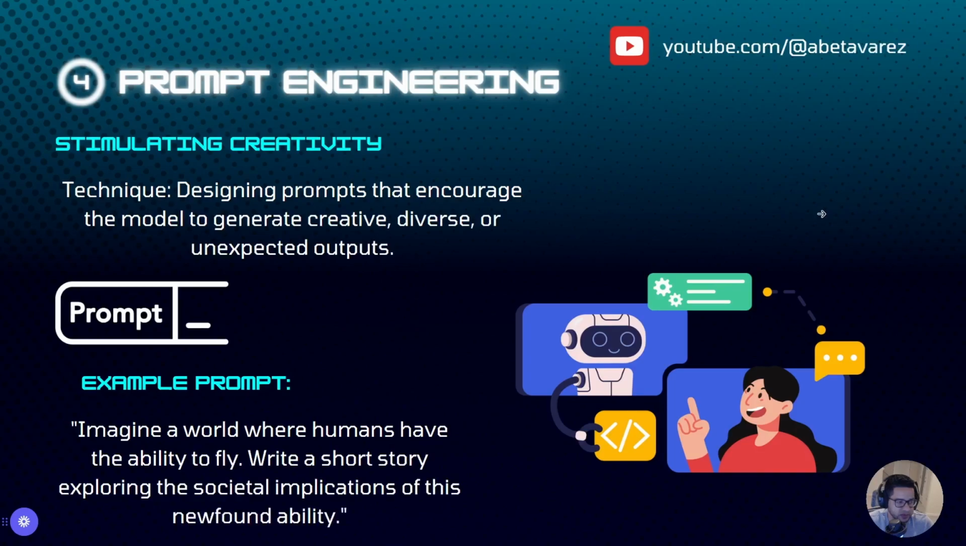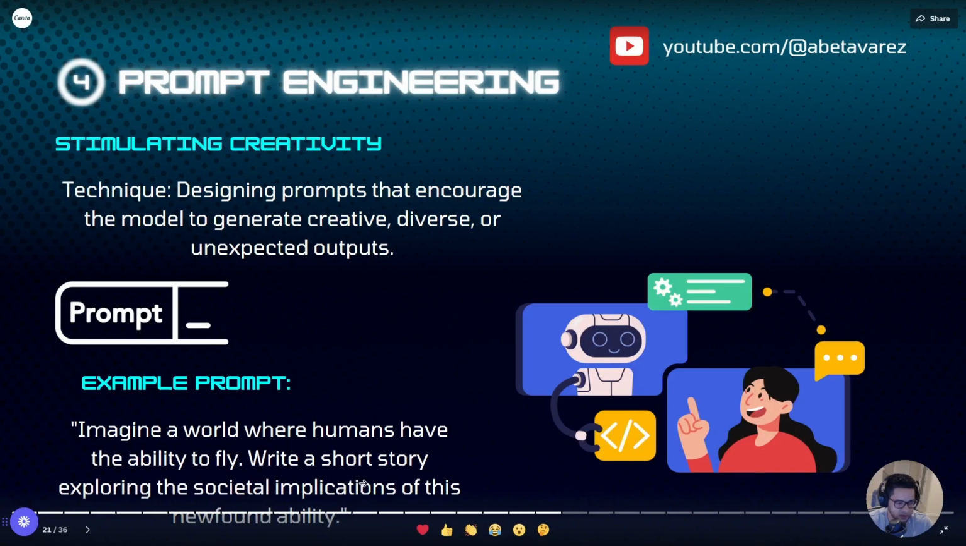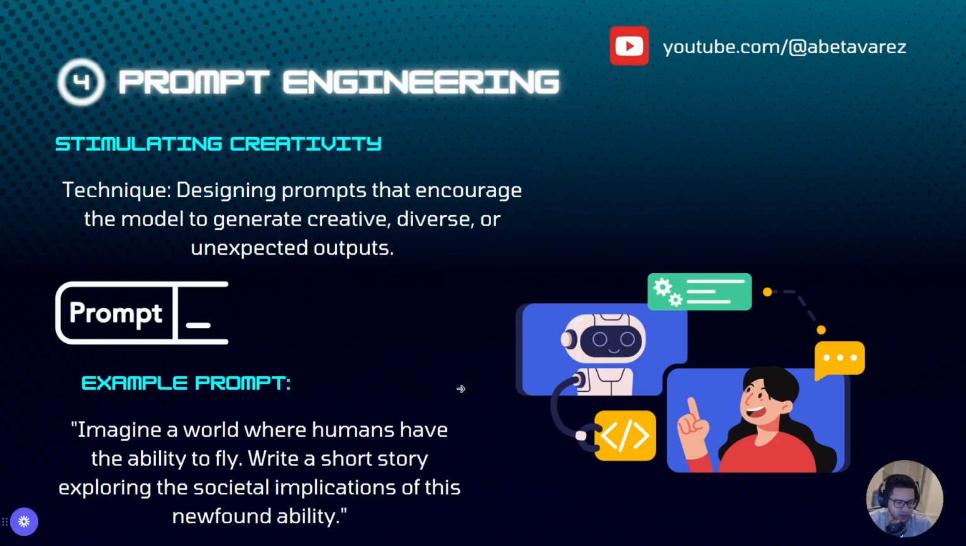Simulating creativity. This technique involves designing prompts that encourage the model to generate creative, diverse, or unexpected outputs. The example prompt you can write: imagine a world where humans have the ability to fly. Write a short story exploring the societal implications of these newfound abilities. So you're giving the LLM an imaginary world, what to write, and what to focus on as well. So we're simulating the imaginary world.